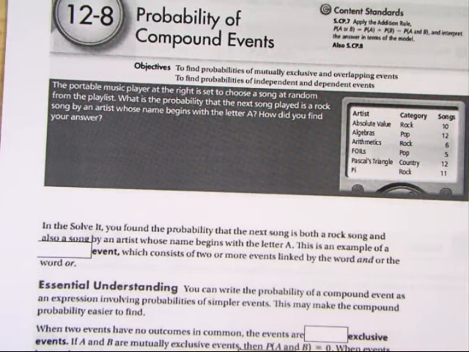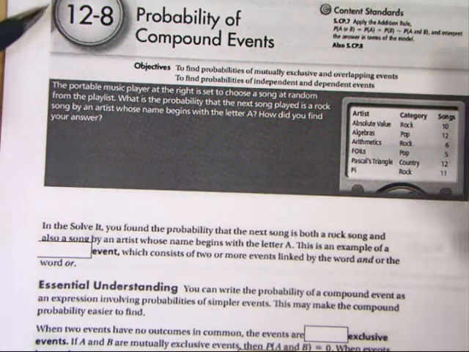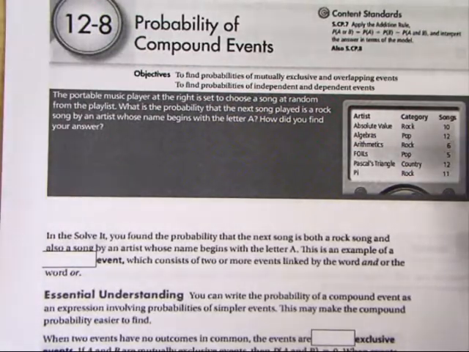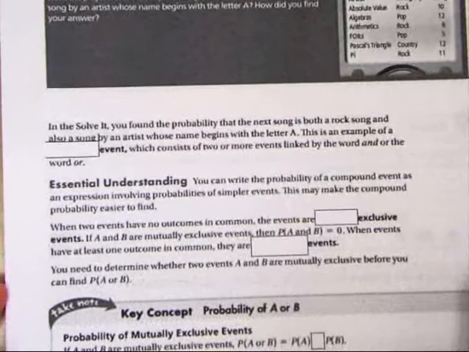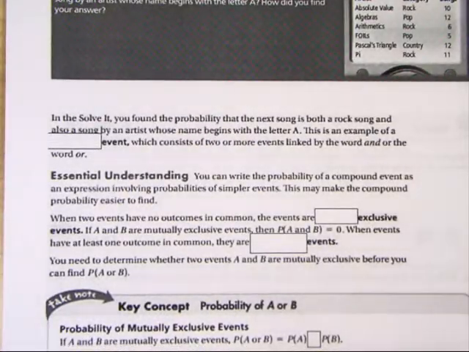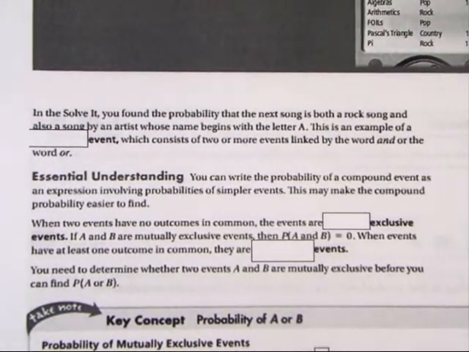The last section that we're going to talk about together is Chapter 12, Section 8, Probability of Compound Events. We're going to move along and fill in the blanks, and if we have time, maybe we can do the got it when we get to class together.